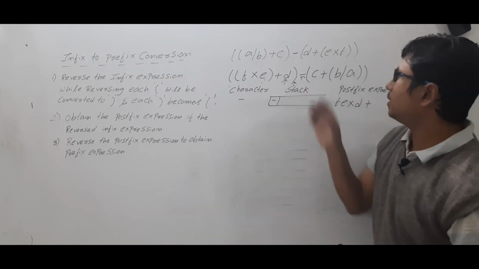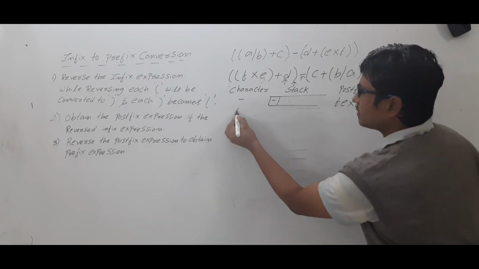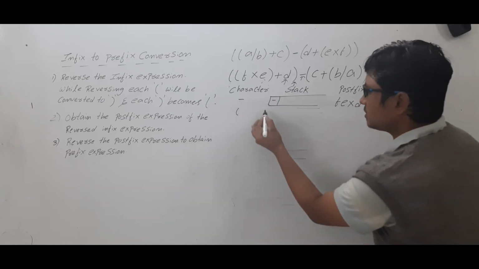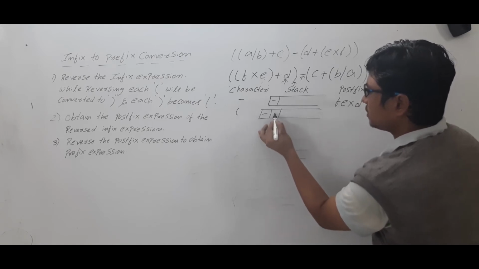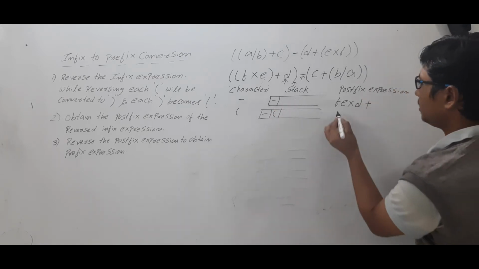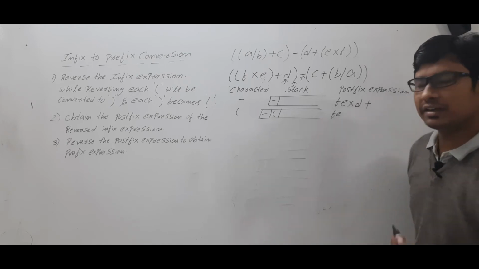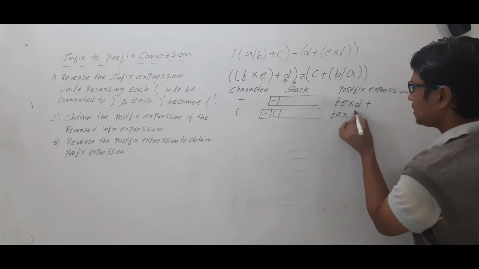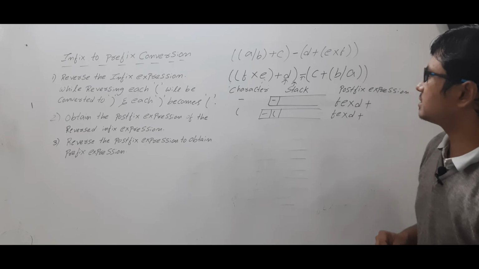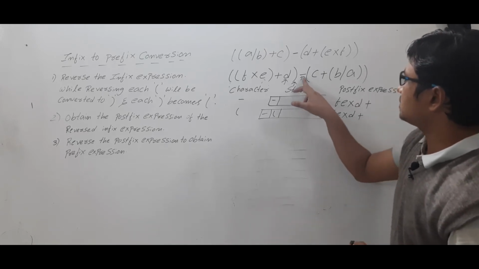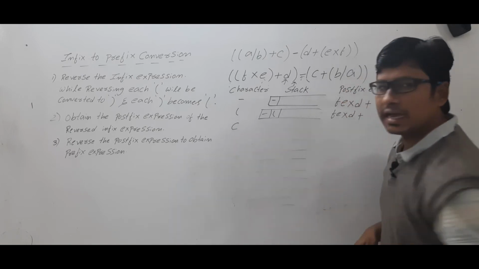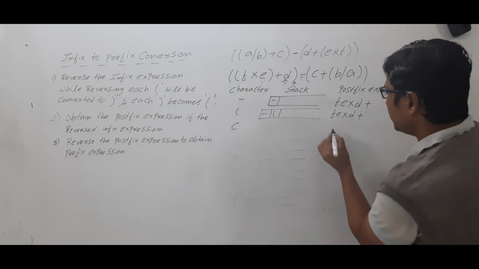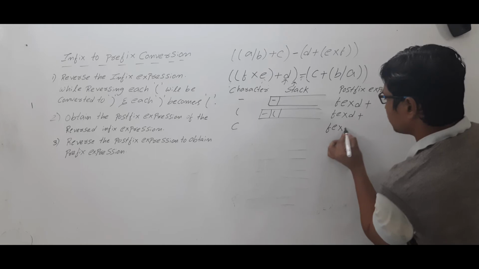Okay, now there is an open parenthesis. If there is an open parenthesis, I just need to push it into the stack, and the postfix expression is still F E multiplication D and plus. And once the open parenthesis is done, we got a character called C. As C is an operand, we need to append it to the postfix expression.